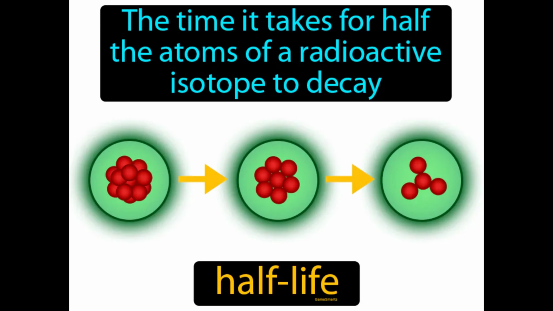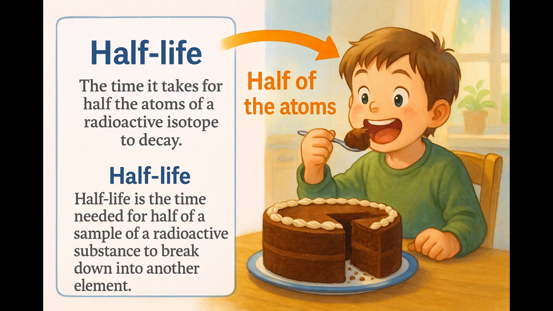The time it takes for half the atoms of a radioactive isotope to decay. Half-life. Half-life is the time needed for half of a sample of a radioactive substance to break down into another element. Imagine you're trying to eat a giant chocolate cake all by yourself, but you can only eat half of what's left each day. Just like how it takes you progressively longer to finish the cake because you keep halving your daily consumption, a radioactive isotope takes a specific amount of time to decay half of its atoms.